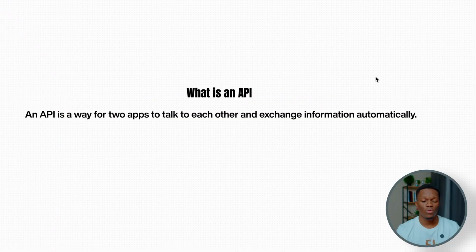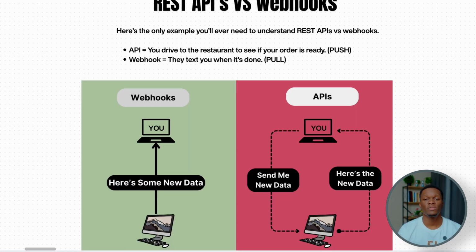Regardless of the automation platform you decided to use, there are two similar concepts that you must absolutely master if you're truly serious about AI automations: APIs and webhooks. An API is a way for two apps to talk to each other and exchange information automatically. There are many different types of APIs, but the ones that you will use the most inside your automations are REST APIs and also webhooks.